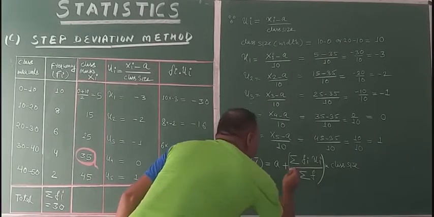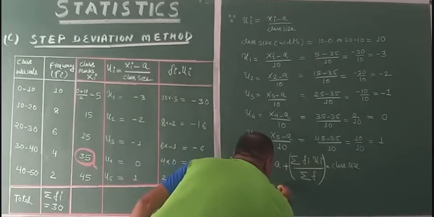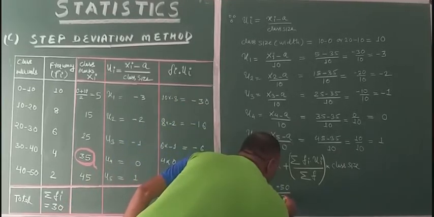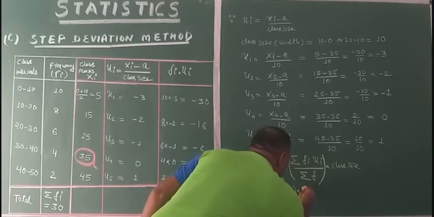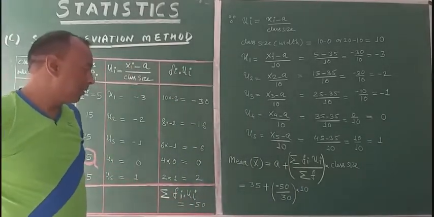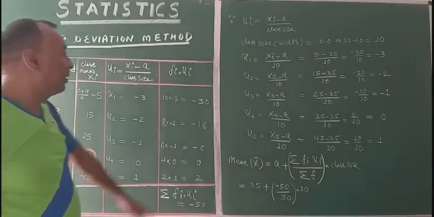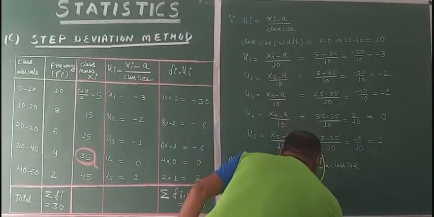35 plus, what is the value of sigma FiUi? That is minus 50. Minus 50. And sigma f was, just look here, 30. And multiplied with class size, that is 10. What is sigma FiUi? Minus 50, divided by sigma f, that is 30, and class size is our 10.